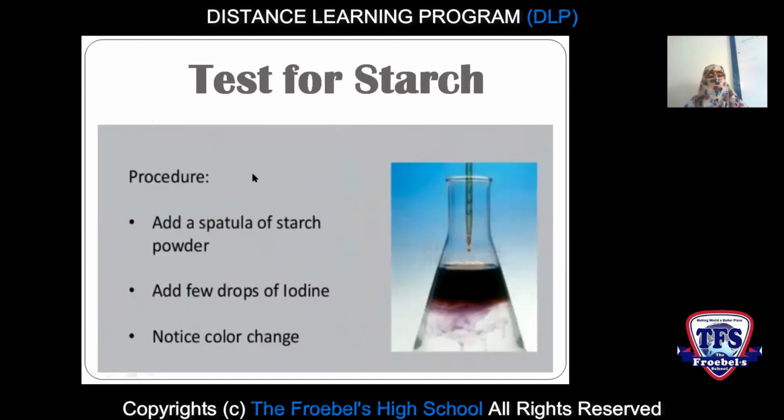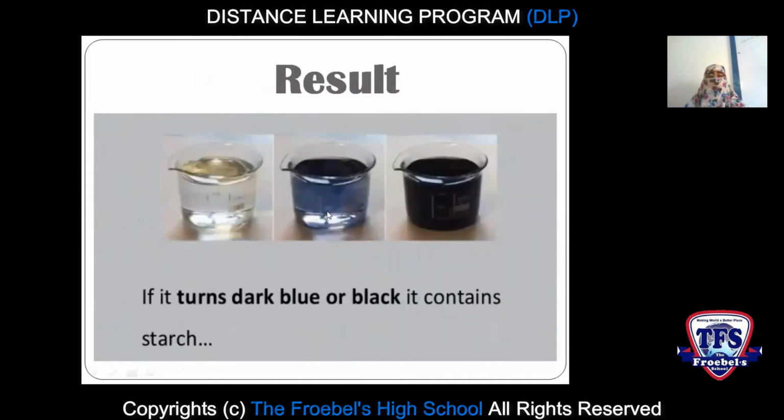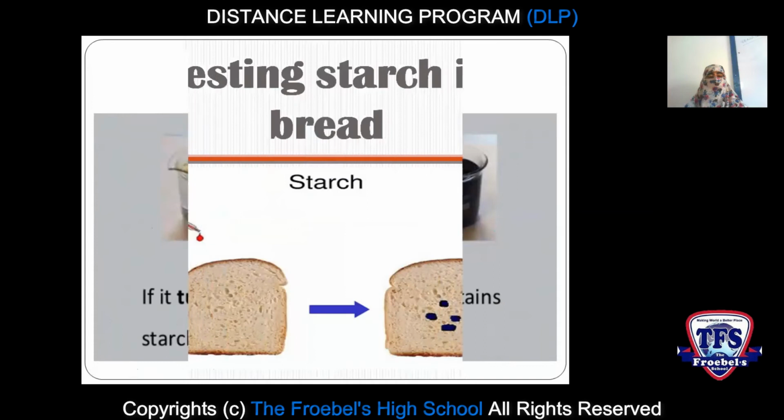For testing starch, first of all, add a spatula of starch powder in water. Mix well and add a few drops of iodine solution. Notice color change. If it turns blue-black or dark blue, that means starch is present. If it remains iodine color, that means starch is absent.